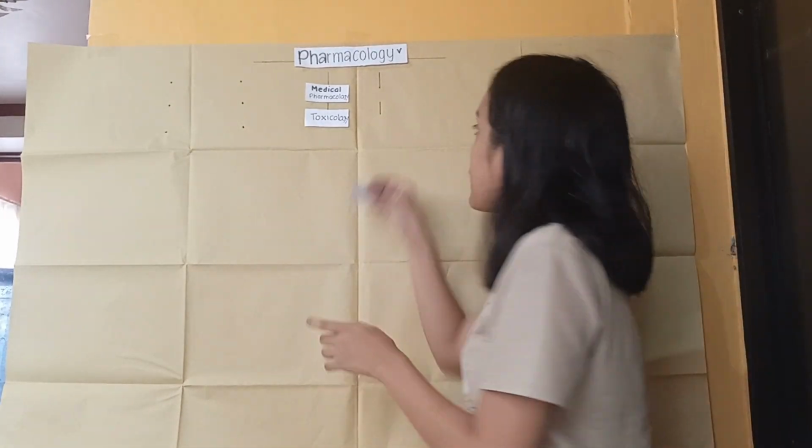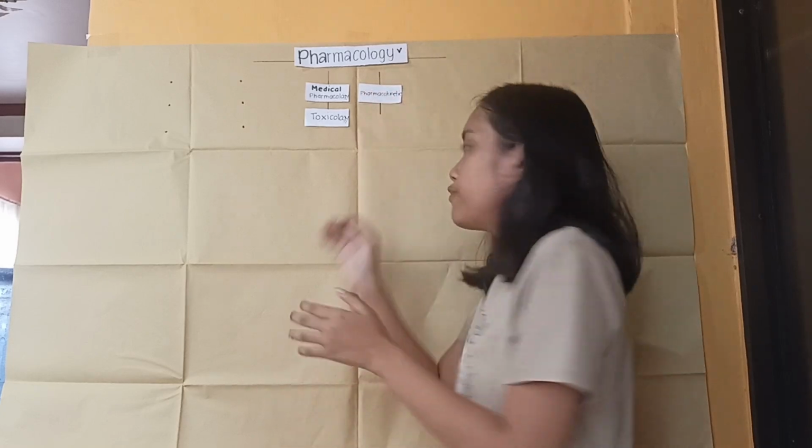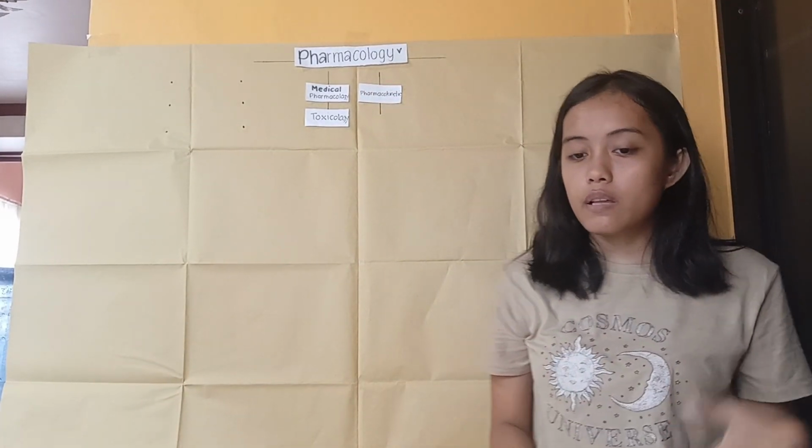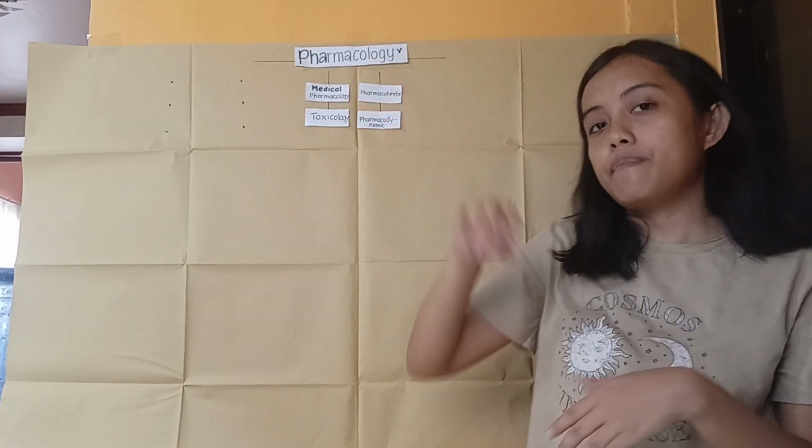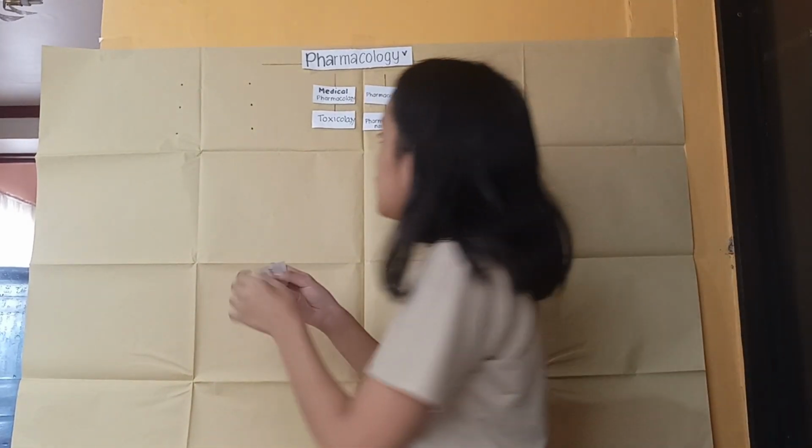Another thing, under pharmacology, we have pharmacokinetics. So what is pharmacokinetics? Pharmacokinetics deals with the absorption, distribution, and elimination of drugs in the body. And we also have pharmacodynamics. Pharmacodynamics deals with the action of the substances or the chemical on an organism. And since we are going to talk about drugs later on, let us first talk about their routes of administration.